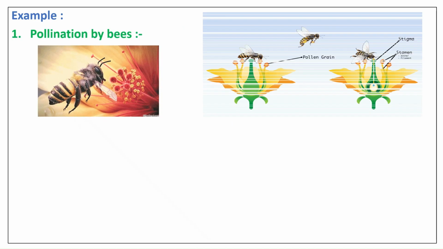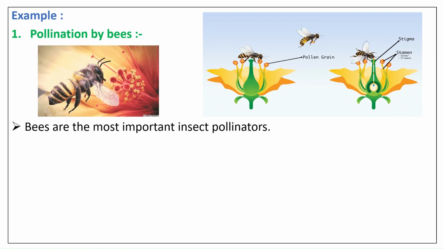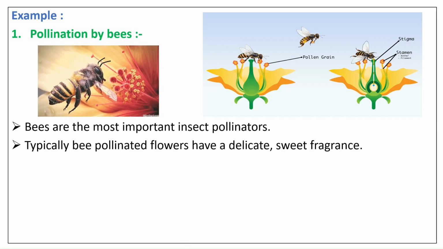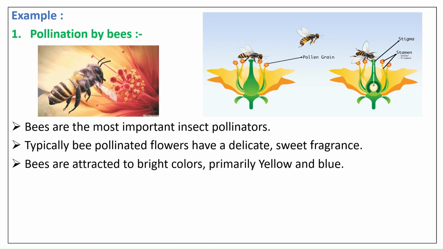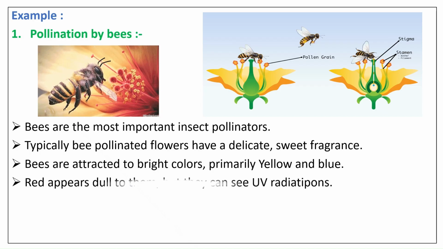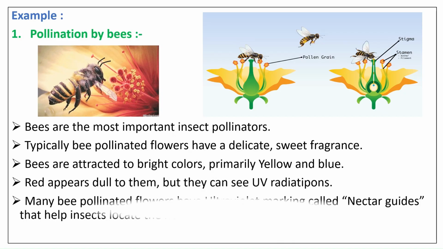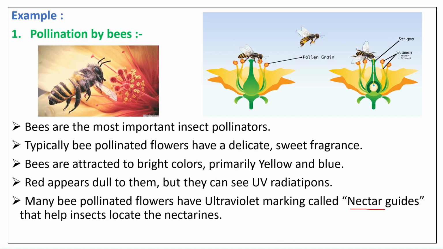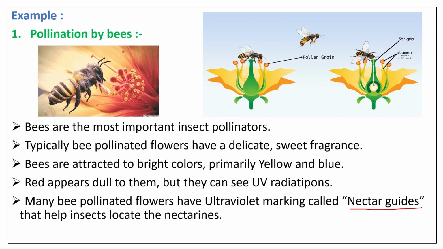1. Pollination by bees. Bees are the most important insect pollinators. Typically, bee-pollinated flowers have a delicate, sweet fragrance. Bees are attracted to bright colors, primarily yellow and blue. Red appears dull to them, but they can see UV radiation. Many bee-pollinated flowers have ultraviolet markings called nectar guides that help insects locate the nectaries.